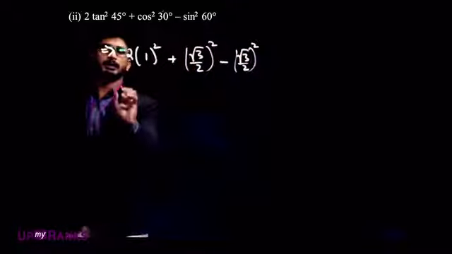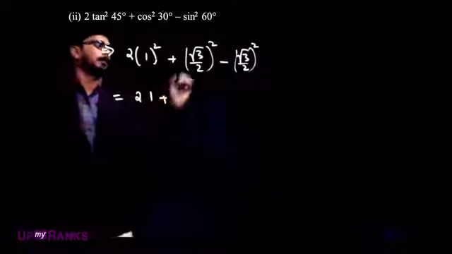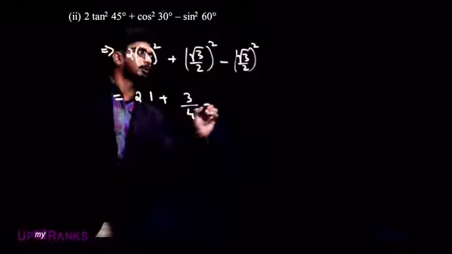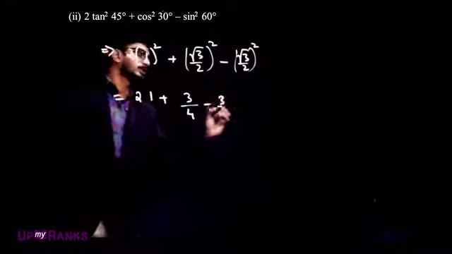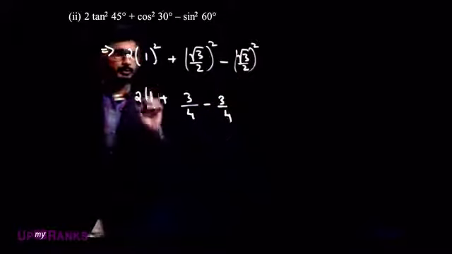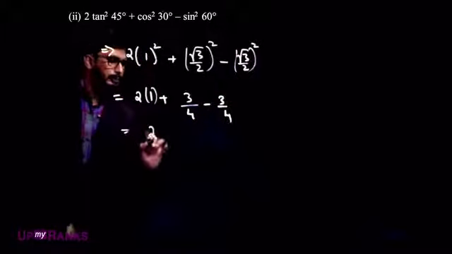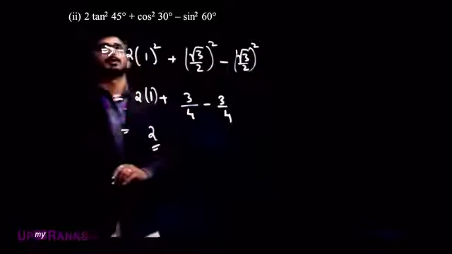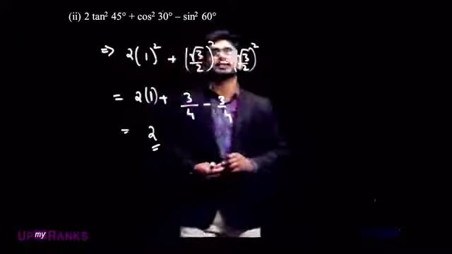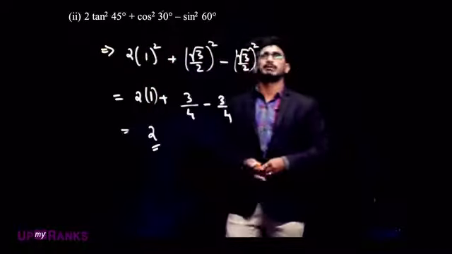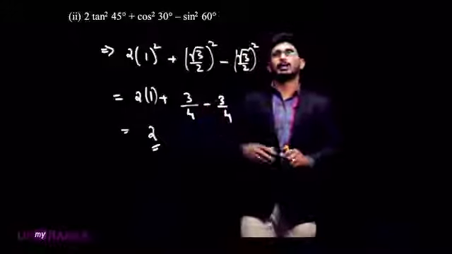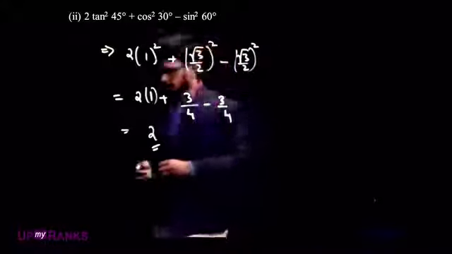So when we simplify this, we get 2 into 1 square, which is 1, plus root 3 whole square, which is 3, 2 square, which is 4, minus root 3 square, which is 3, 2 square, which is 4. So 2 into 1 is 2. 3 by 4 minus 3 by 4 get cancelled, so the answer is plus 2. Is this clear, children? So the answer is plus 2. We have just substituted the standard trigonometrical angle values. Is this clear? Standard angles formula.